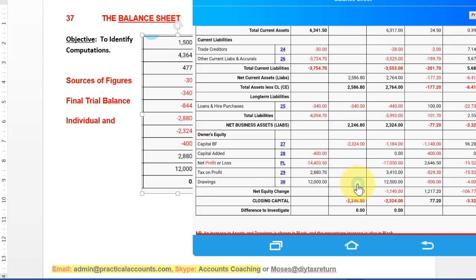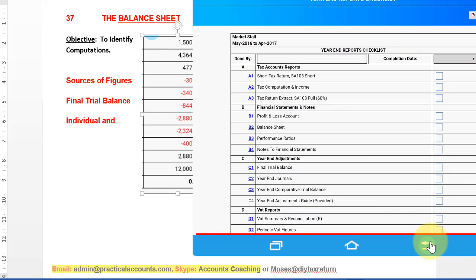Now we've looked at individual notes to the trial balance. So we need to look at the joint notes to the balance sheet that we would print out to support the balance sheet before anybody goes to those individual notes. So we need to go back to this checklist. And now we need the notes to financial statements.